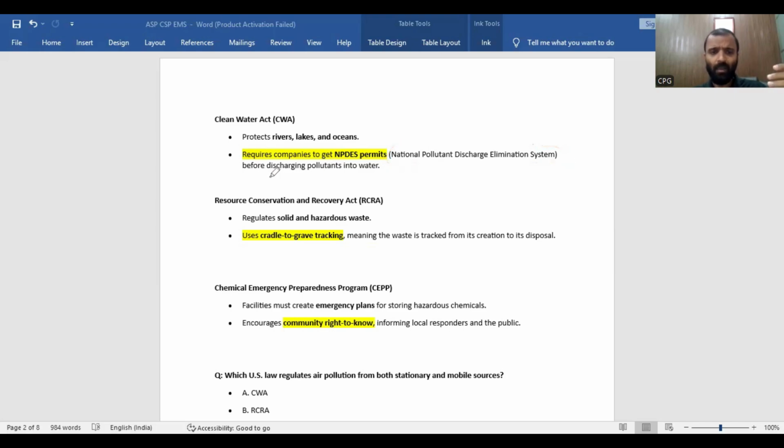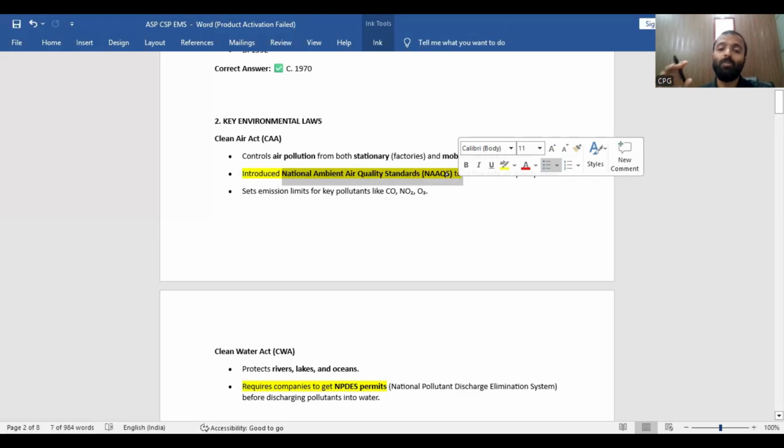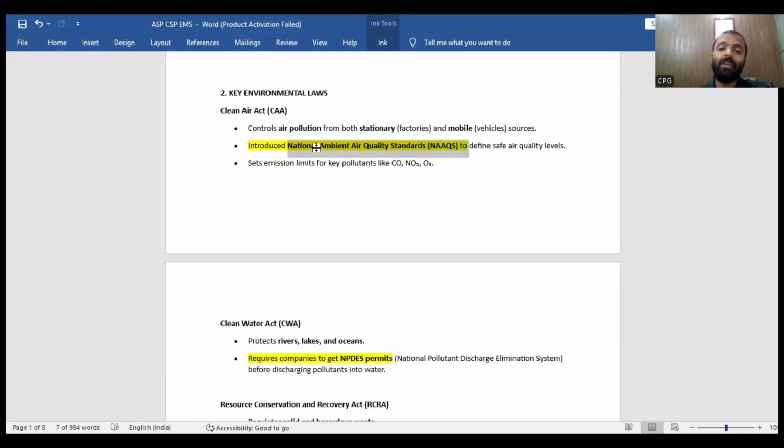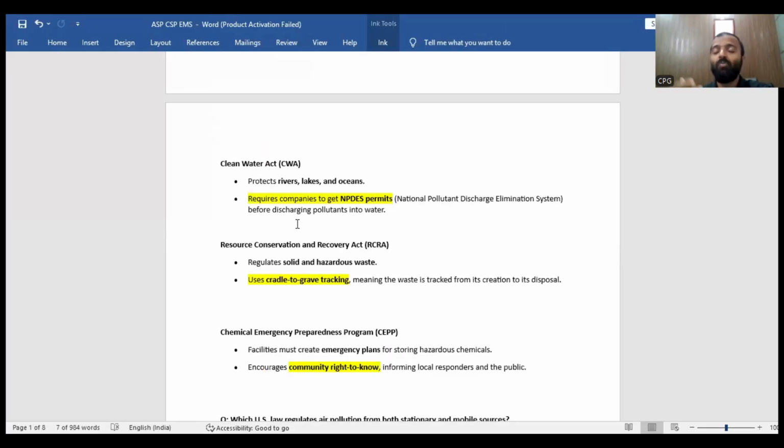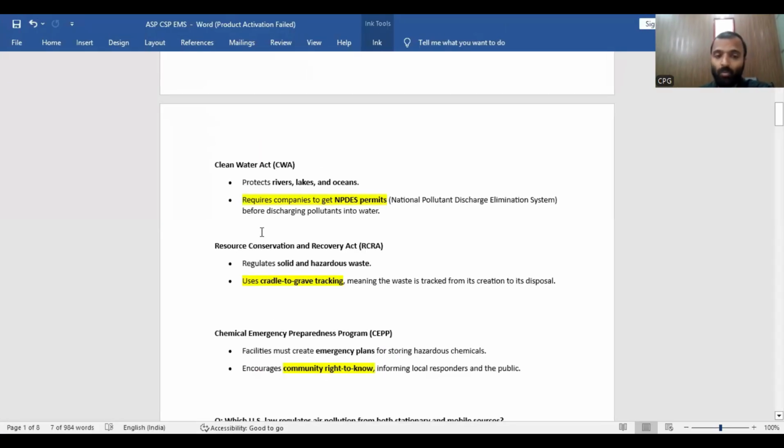Before any company discharges any pollutants into water bodies, it should get an NPDES permit. Similarly, you have a permit system before doing any job. In the US, if a factory wants to discharge some waste into water bodies, it has to get an NPDES permit. So you need to understand what NPDES is from the Clean Water Act. From the Clean Air Act, you have to understand what the National Ambient Air Quality Standards are, how much amount of pollutants can be there in the air. That is NAAQS, and NPDES is the permit system for how much amount of pollutants can be discharged into the water bodies.